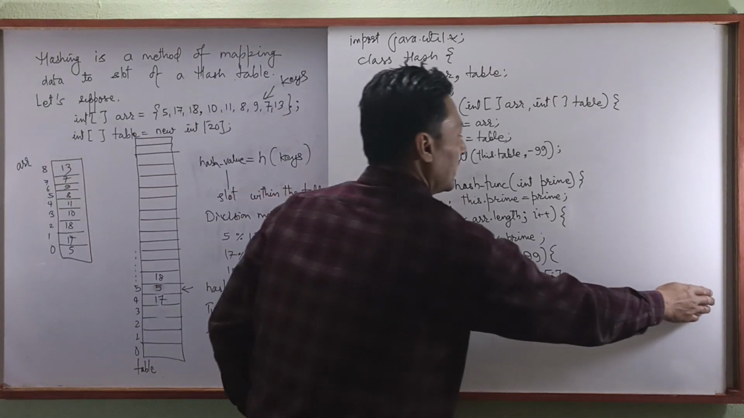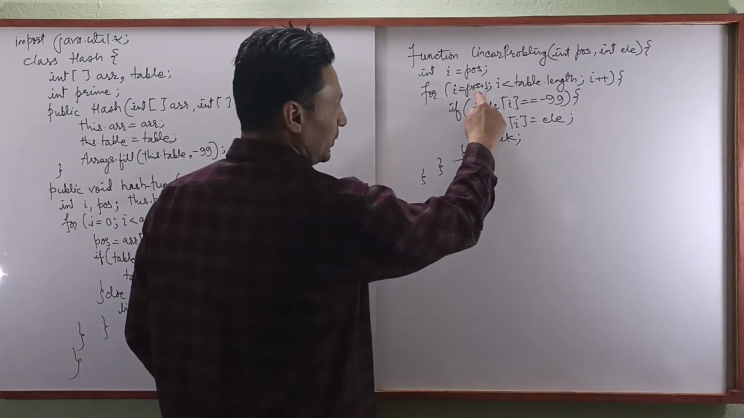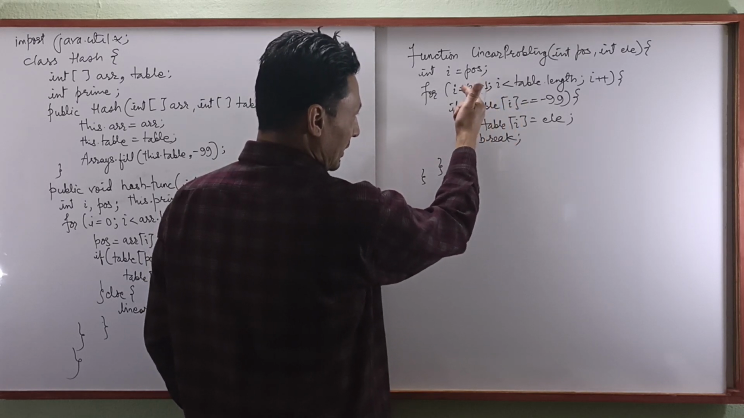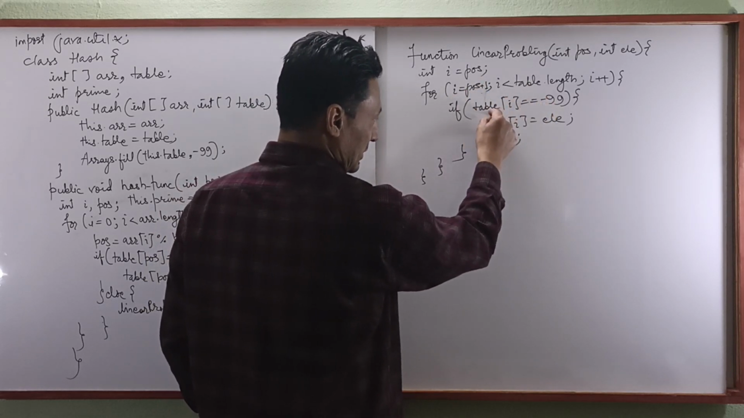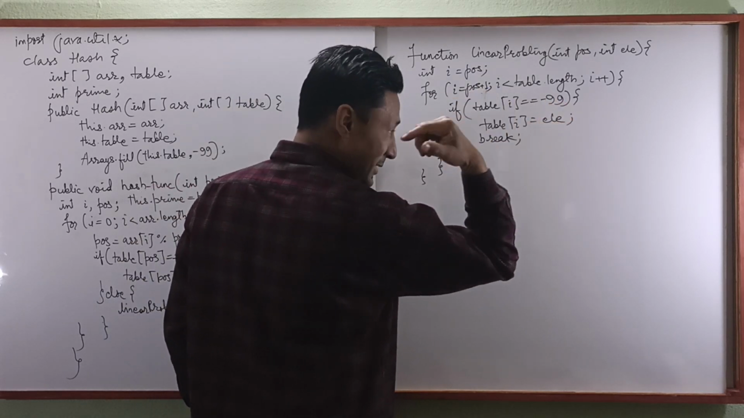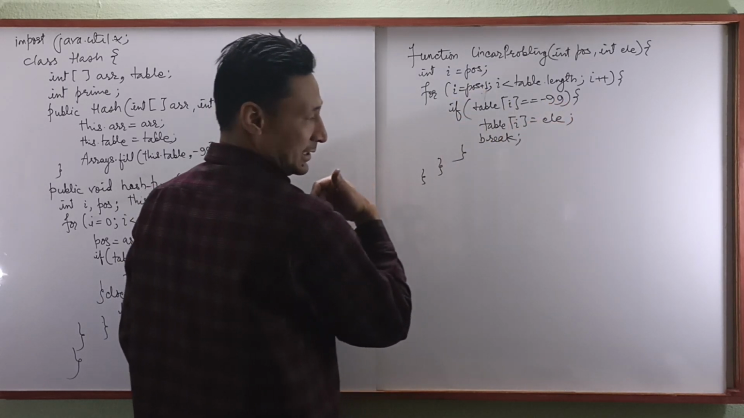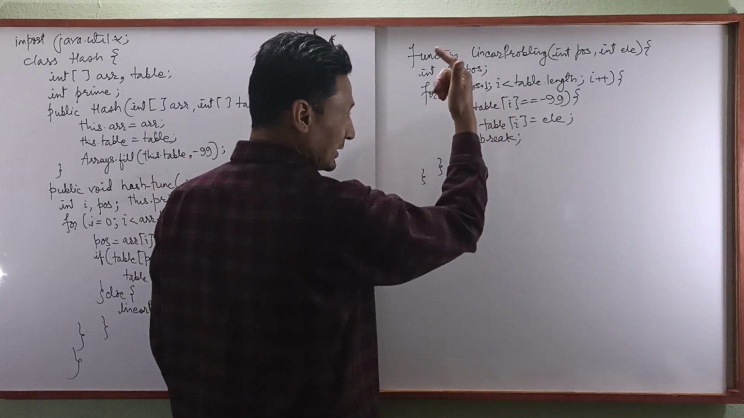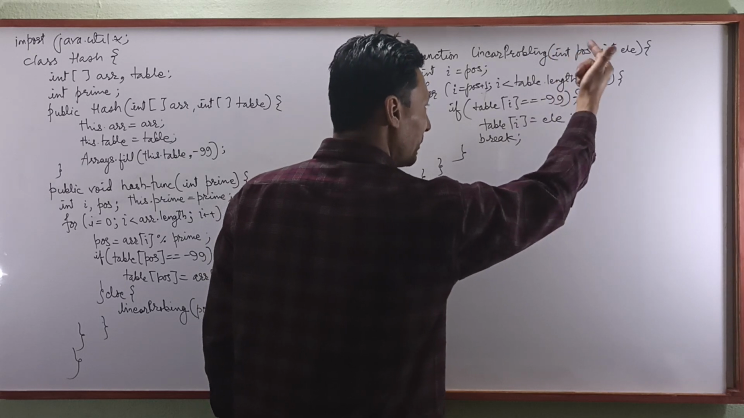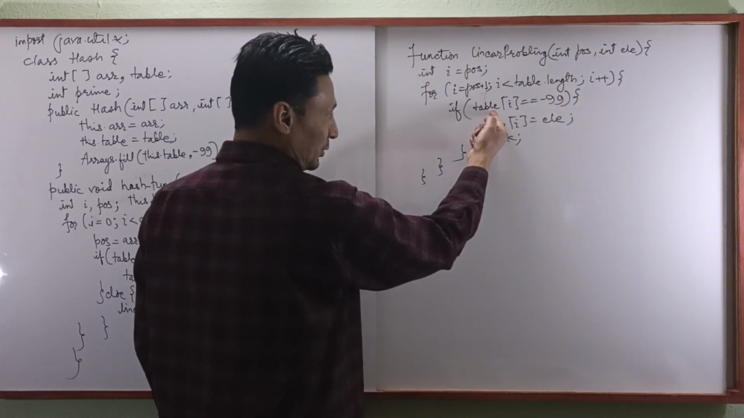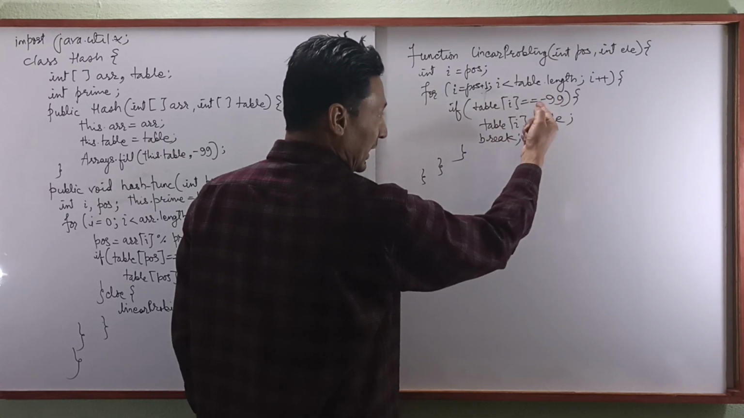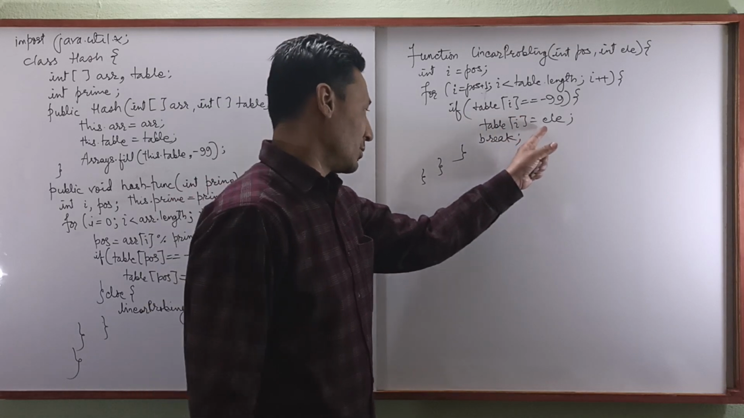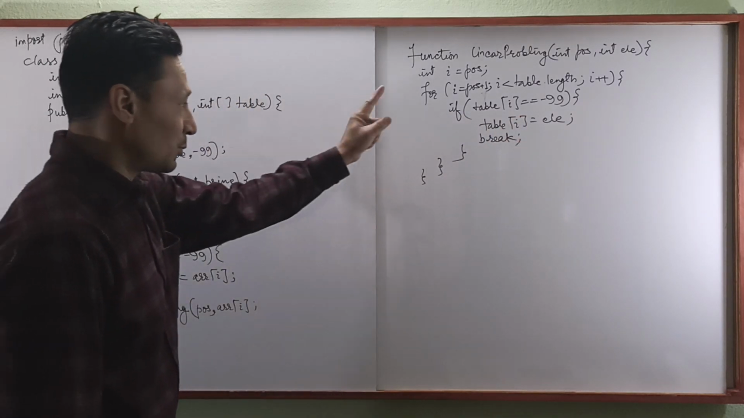Initially I took the position, and in the loop I am incrementing position by 1. So if this position is 5, then i will become 6. If in position 6 there is -99, that means it is empty. We will assign the element to that place and break the loop. If position 6 is not empty, then i will be incremented. Now it will become 7, and it will check whether position 7 has -99 or not. If it is -99, the element will be assigned, and this will go on until it finds the empty position. In this way we can write the linear probing method.